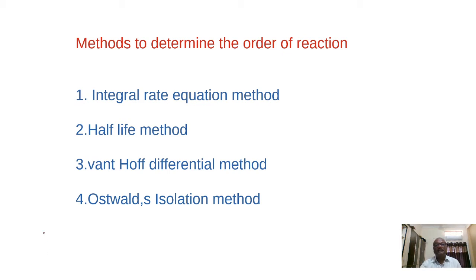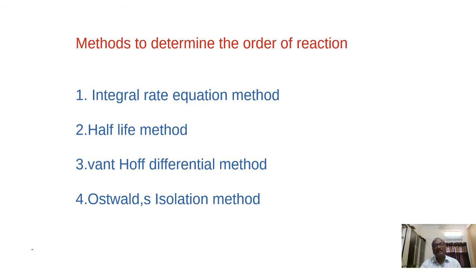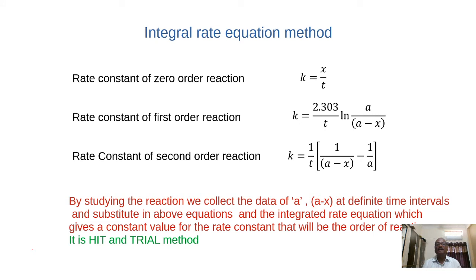In order to determine the order, these are the methods. One is integrated rate equation method. Second is half-life method. Third is differential method. Fourth one is Ostwald's isolation method. There are the four methods: integral rate equation method, half-life method, differential method, and Ostwald method. Let me discuss the integral rate equation method.